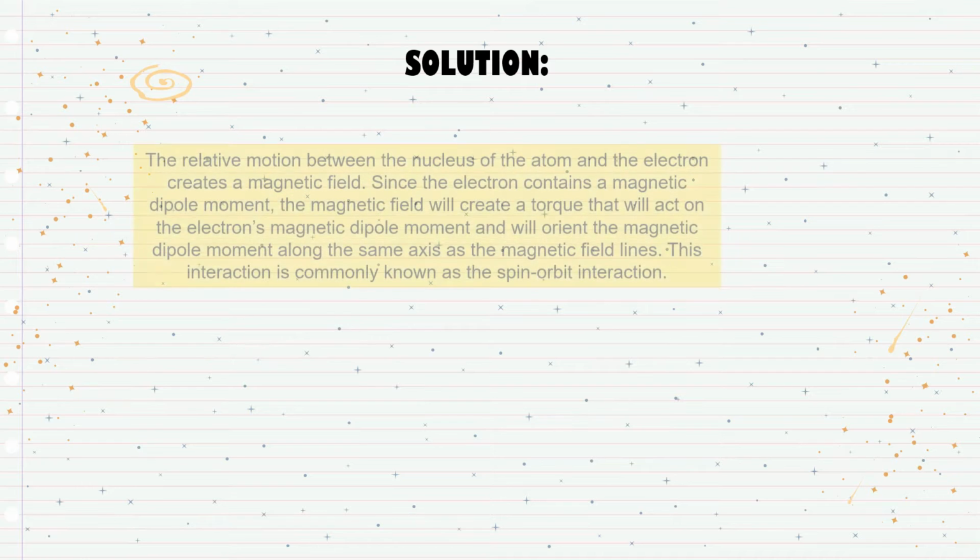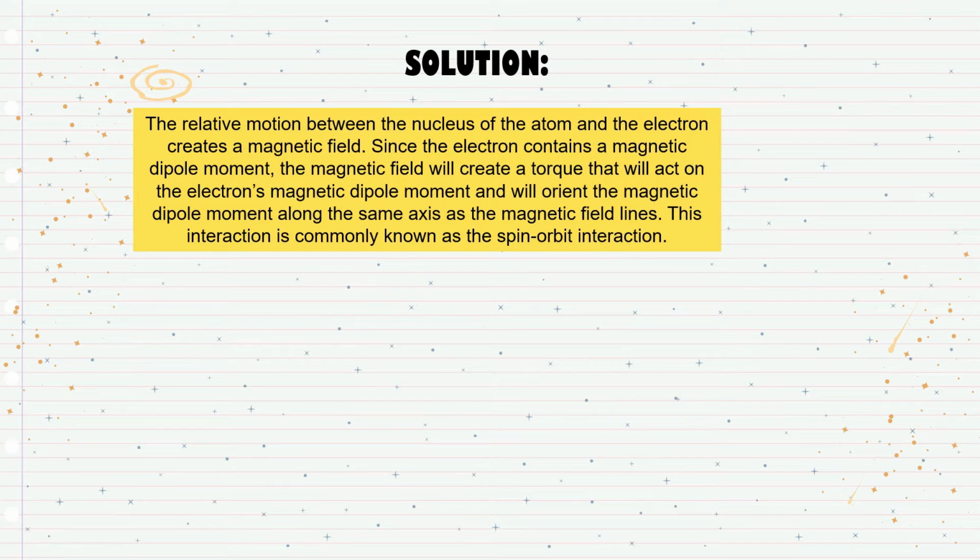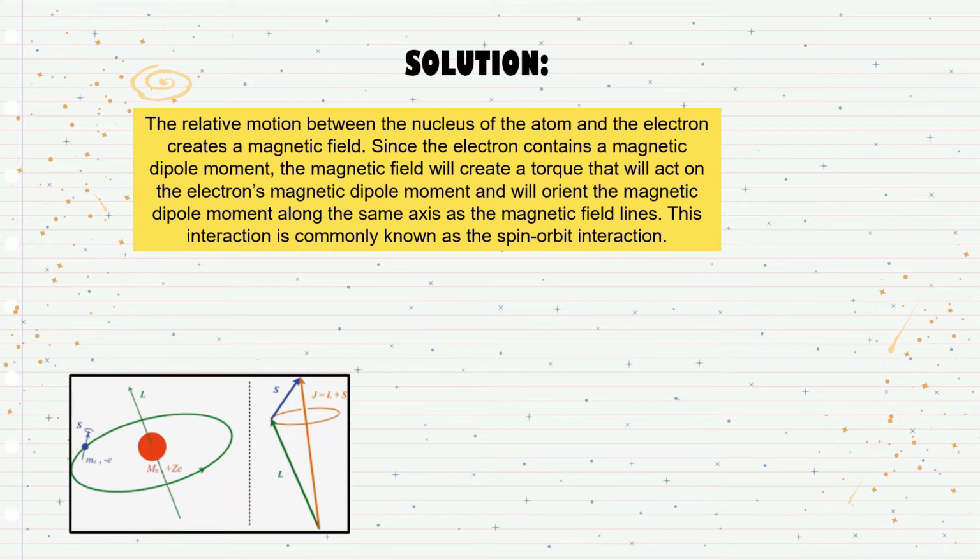The relative motion between the nucleus of the atom and the electron creates a magnetic field. Since the electron contains a magnetic dipole moment, the magnetic field will create a torque that will act on the electron's magnetic dipole moment and will orient the magnetic dipole moment along the same axis as the magnetic field lines. This interaction is commonly known as the spin-orbit interaction.